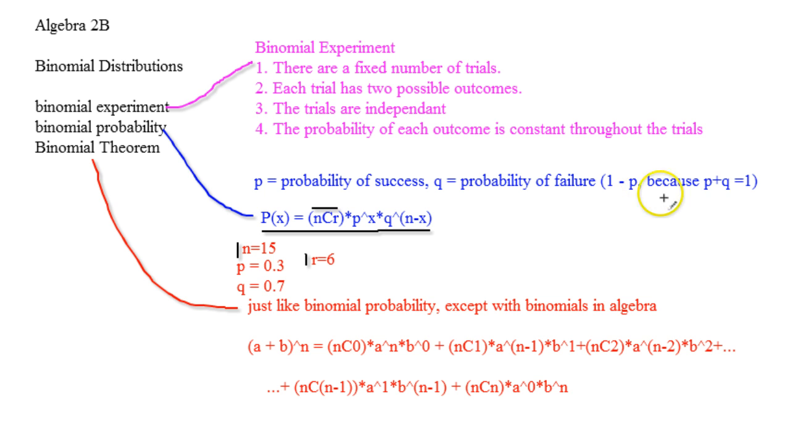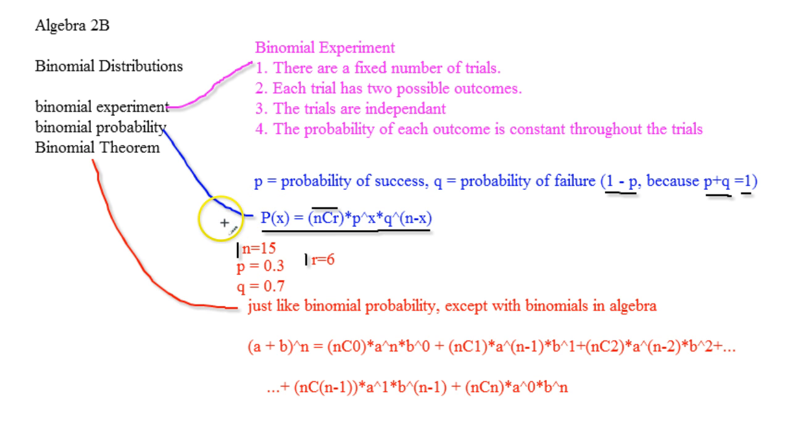The probability of success or the probability of failure needs to be defined. Why? Because the probability of success plus the probability of failure must equal 1. So for the probability of failure, I go 1 minus the probability of success, or to get the probability of success, I go 1 minus the probability of failure.